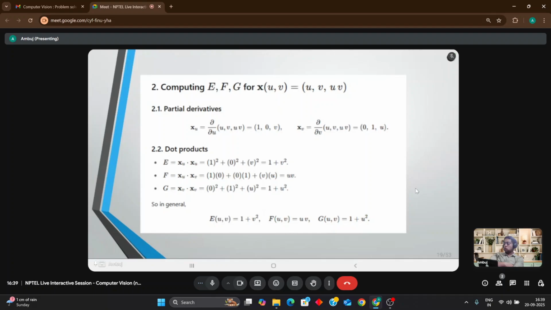Combining the dot products: E is xu dot xu, F is xu dot xv, and G is xv dot xv. Xu dot xu is 1² plus 0² plus v², which is 1 plus v². Xu dot xv is 1 times 0 plus 0 times 1 plus v times u, which is uv. Xv dot xv is 0² plus 1² plus u², which is 1 plus u². So E is 1 plus v², F is uv, and G is 1 plus u².